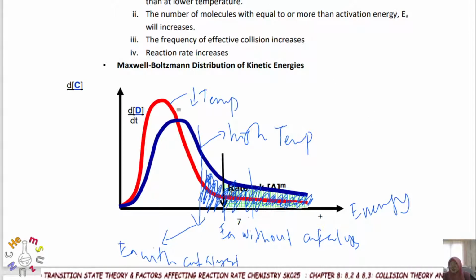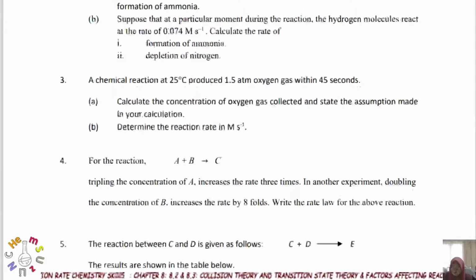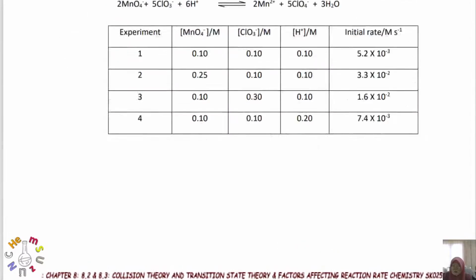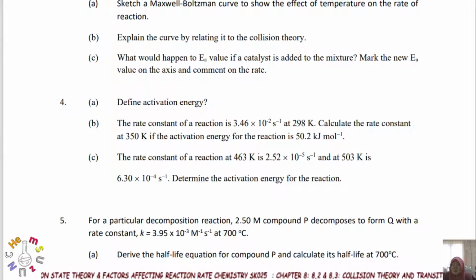Okey, so sekarang kita pergi pada soalan nombor 4. Sorry, bukan 4 yang ni. Soalan nombor 4. Define activation energy. Kita dah define sebelum ni. Activation energy is the minimum energy required to initiate the chemical reaction. At that time, the reactant will temporarily break the bond and temporarily form a bond in order to form a product. Okey, tapi cuba tengok soalan B dengan C ni.